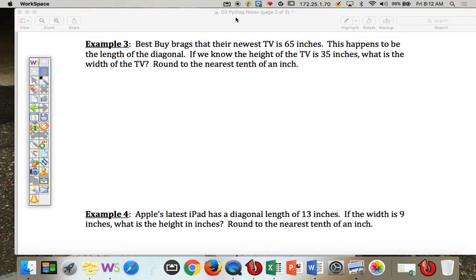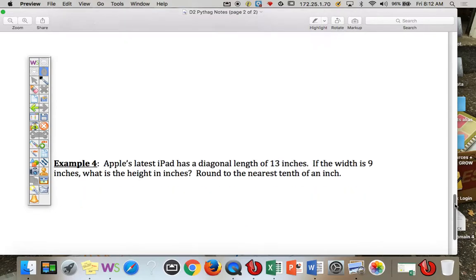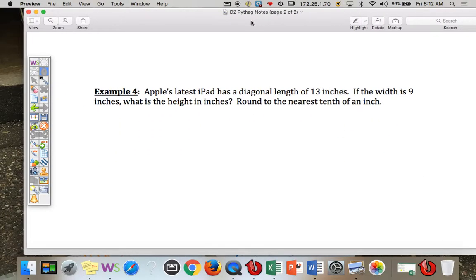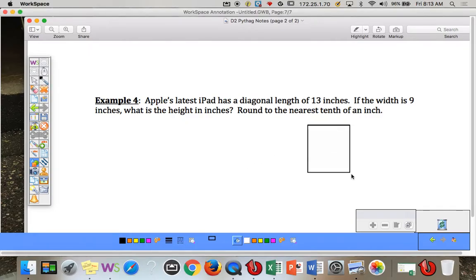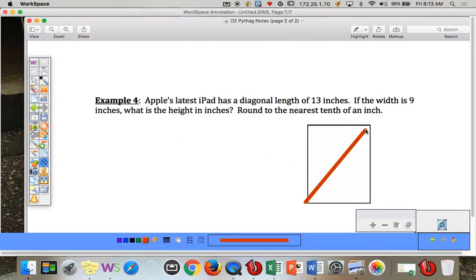Okay, last problem. Apple's latest iPad has a diagonal length of 13 inches. If the width is 9 inches, what is the height? Round to the nearest tenth of an inch. Okay, so here's my iPad. The diagonal length right here is 13. The width is 9. What is the height? Okay, so again, we're solving for a leg right here.